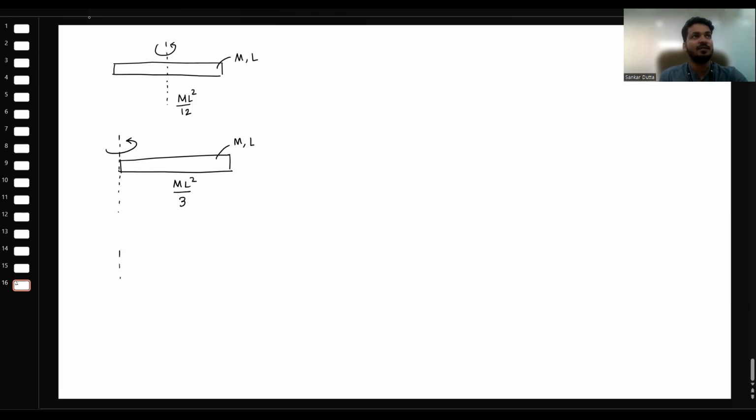The next important thing is obviously the point mass. If there is just one point mass at a distance of r, with mass m, rotating about this axis of rotation, what will be its moment of inertia? That will be mr square. It's just mr square, right?